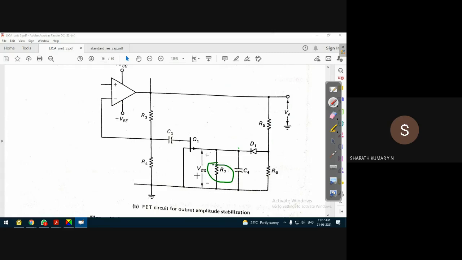This R7 helps in generating voltage across the gate to source voltage, because for a FET transistor we have to apply the gate voltage, VGS. So this is the gate terminal, this is the drain terminal, and this is the source terminal. We have to apply the voltage, and this capacitor C4 helps in filtering the output voltage.